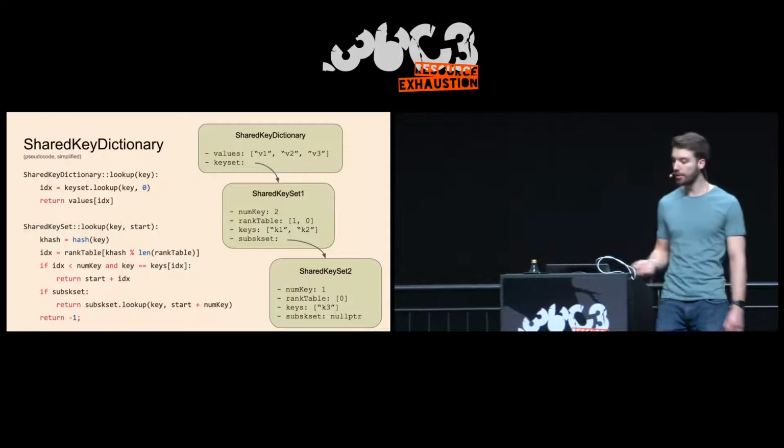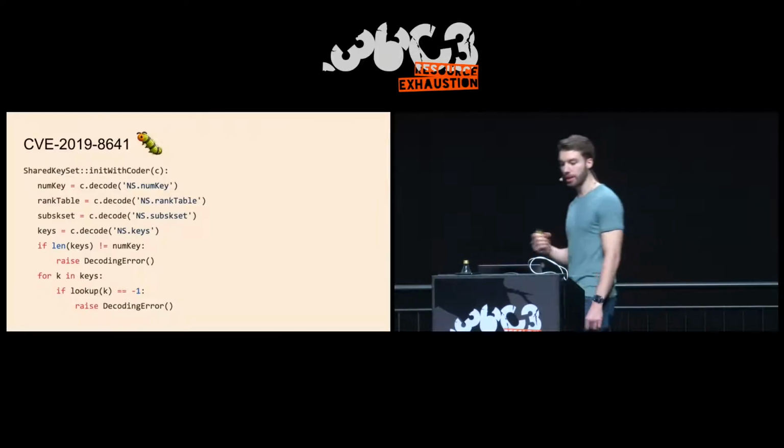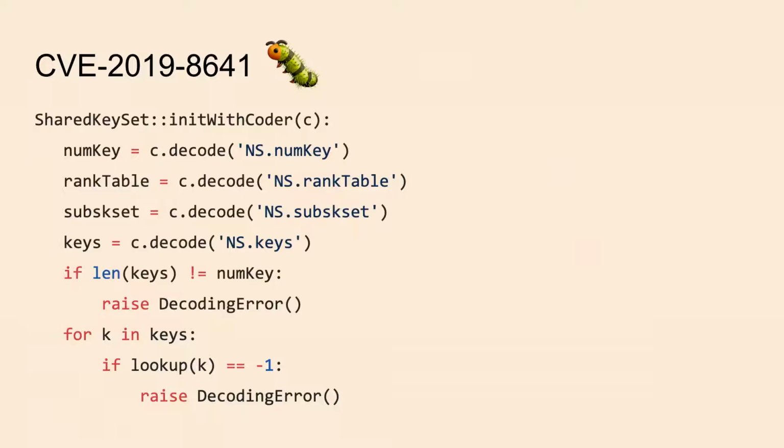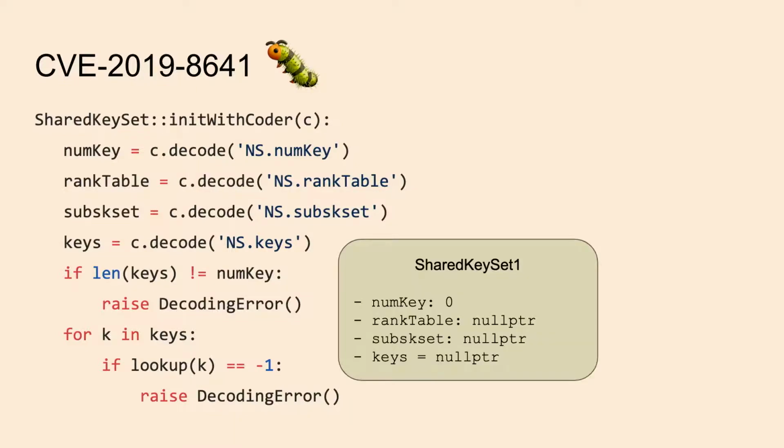And so now we'll look at how this goes wrong. So this is the init with coder, which is the shared key set constructor used during decoding with the keyed unarchiver. And it looks pretty solid at first. It's really just taking the values out of the archive and then storing them as the fields of this shared key set. So I'm going to go through the code here in single steps to highlight what's wrong with this code.